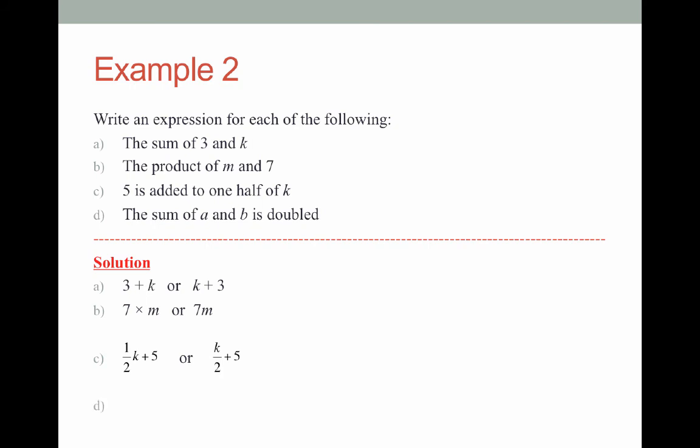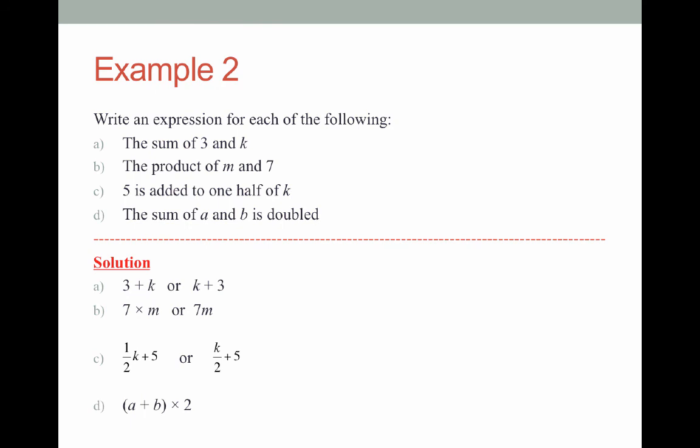Alright, let's look at D. The sum of a and b is doubled. Alright, so there's two ways of writing this. What's important is that a and b have to be added first, summed first. So a and b should most likely go inside a bracket, and then we're going to double it, which means we're going to times it by 2. So we want to write that a plus b is times by 2. If we didn't have the bracket in there, if it just said a plus b times 2, now our order of operations says that we have to multiply first.